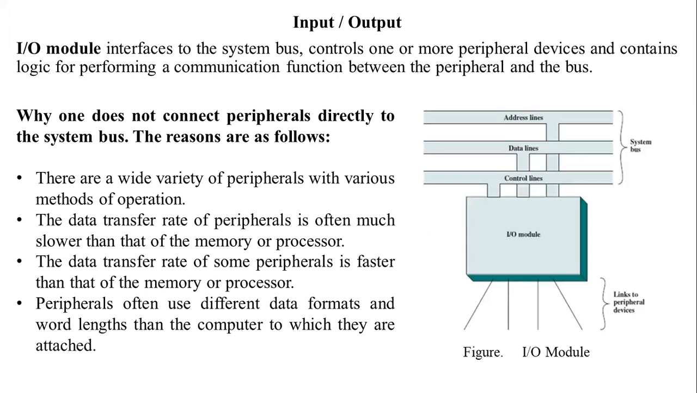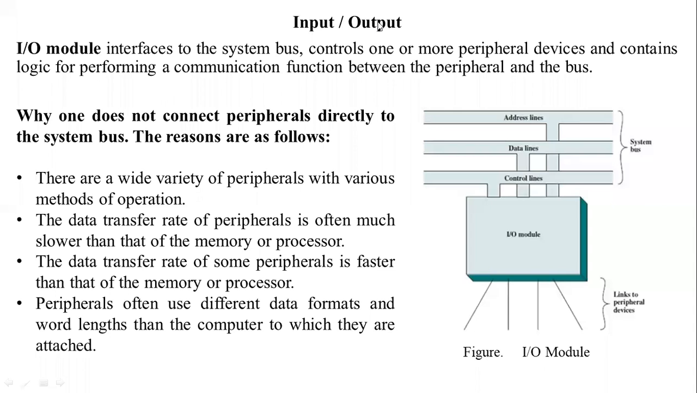You will find the IO module interfaces to the system bus controls. One or more peripheral devices can be connected with an IO module. What is the need of an IO module? Why does one not connect peripherals directly to the system bus? The reasons are as follows. You can simply have a question in your mind: why is there a requirement of an IO module, why are we not connecting our devices directly?